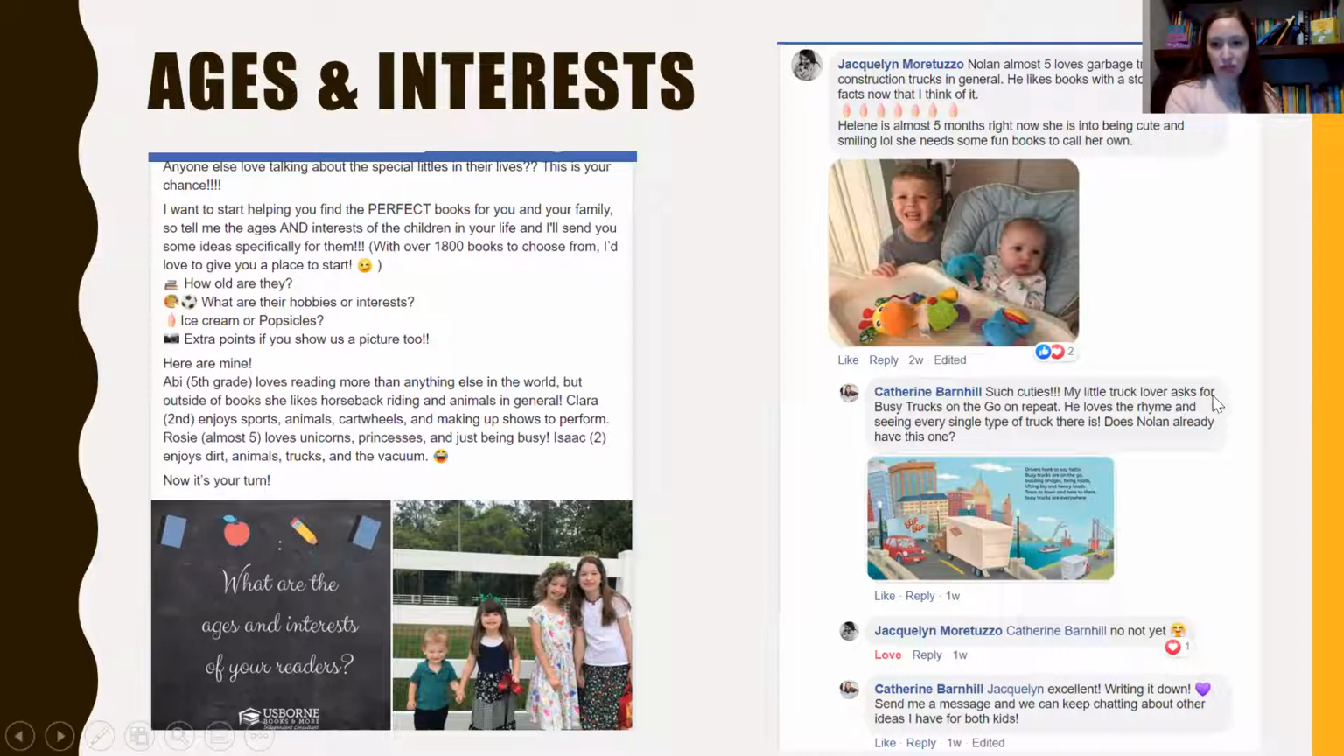So I said, "My little truck lover asks for Busy Trucks on the Go on repeat. He loves the rhyme and seeing every single type of truck there is." Now, I knew that she was a junkie, so she already had a lot of them. So I'm asking, does Nolan already have this one? But I could be like, what do you think? Would Nolan like this book? And she says, "No, not yet." So I said, "Excellent, writing it down. Send me a message and we can keep chatting about other ideas I have for both kids." In this case, we were already interacting on Messenger, so I didn't put my Messenger link. But for people who I haven't started interacting with, I put my Messenger link. So it's one more way to get them to message me.